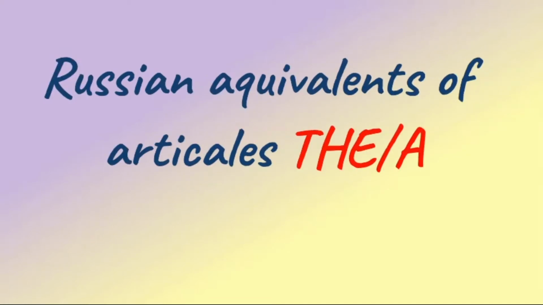If you study Russian, you must know that, unlike English, we don't have any articles, neither definite nor indefinite, but we can use some equivalents. Let's learn what they are. Russian equivalents for the articles "the" and "a".